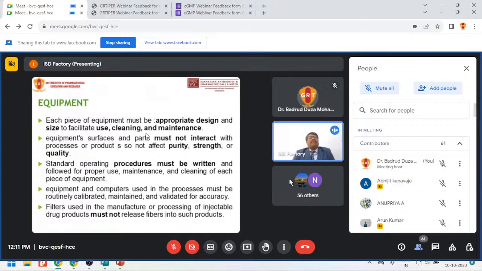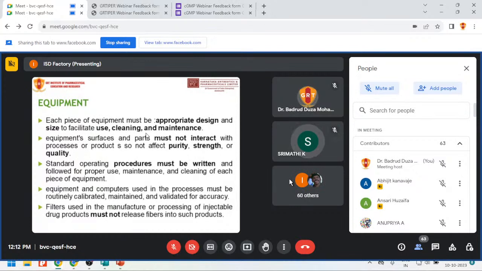So we should take care with the equipment. The equipment surfaces and parts must interact with the process product without affecting the purity, strength or quality. Our main concern is that the drug will be interacting with the equipment, no? So we should take care of the surface of the equipment.